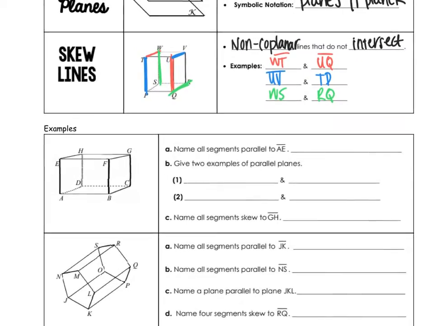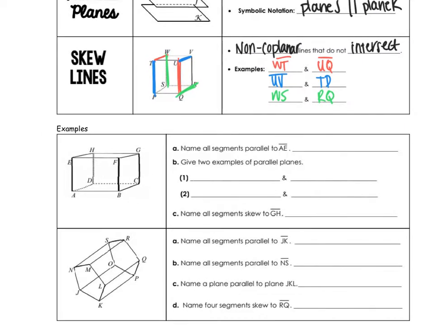So now we're going to name all the segments parallel to AE in this figure. So if we look at AE, all the segments parallel would be FB, GC, DH. Because all of those are going in the same direction, even though they're in a three-dimensional figure.